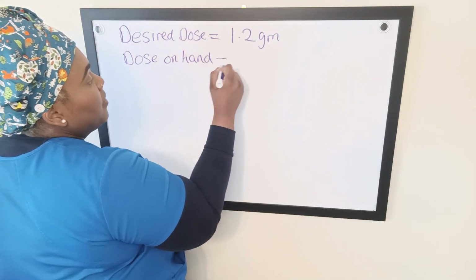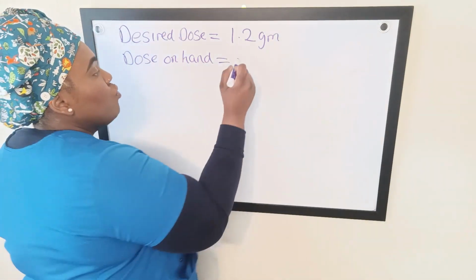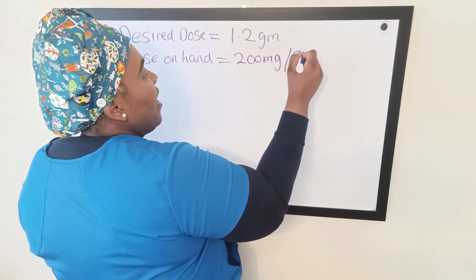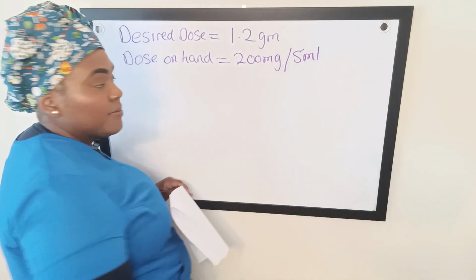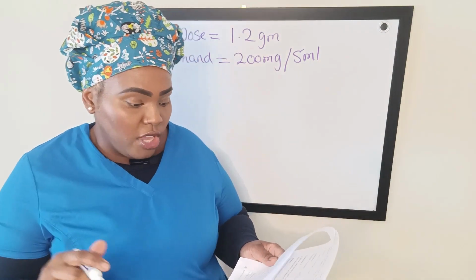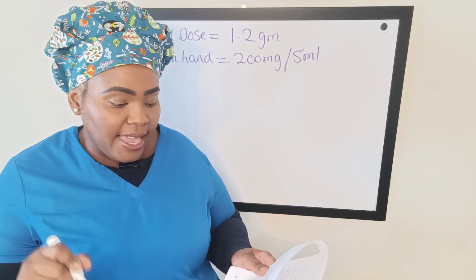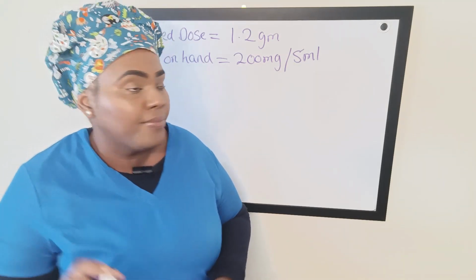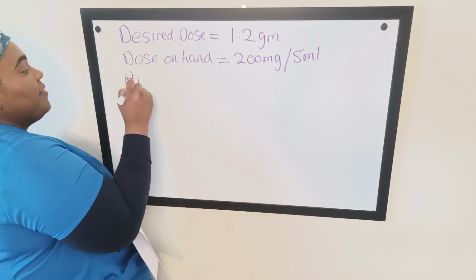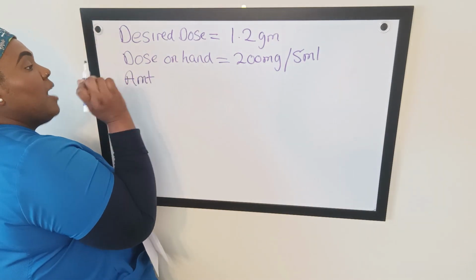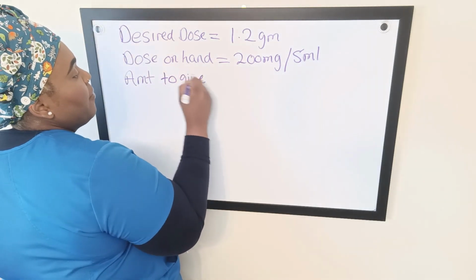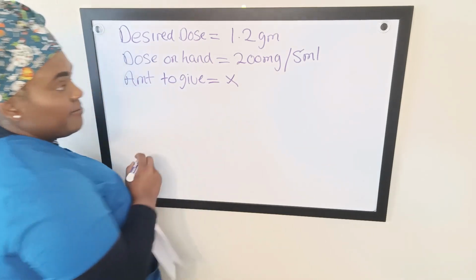So the dose available right now is 200 milligrams for every 5 mils of this medication, right? And we need to find out how much this patient is going to get in milliliters, okay? So the first thing we have to do is find out the amount to give. Our goal is to find out the amount to give, which is X.